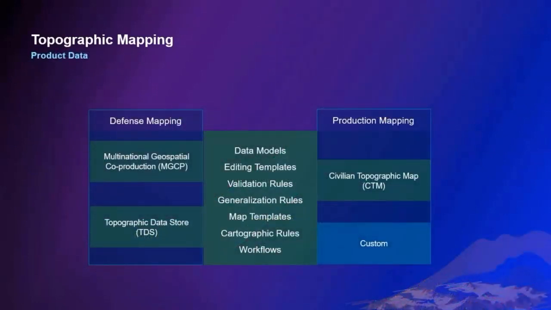In addition to the tools installed with ArcGIS Pro, files such as data models and cartographic rules are part of a separate product data installer. Defense Mapping contains pre-built configurations to support defense specifications like TDS and MGCP. Production Mapping provides CTM and template files that are more appropriate for civilian agencies who have custom specifications.